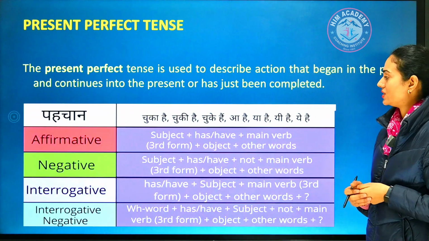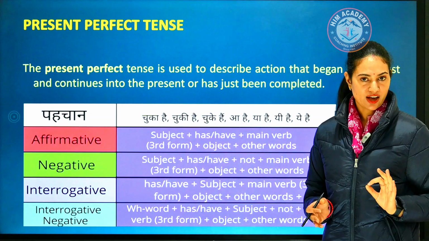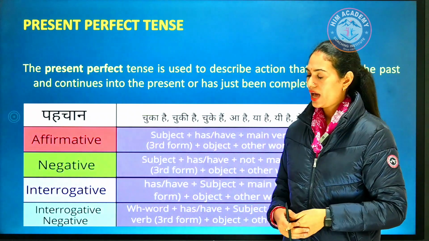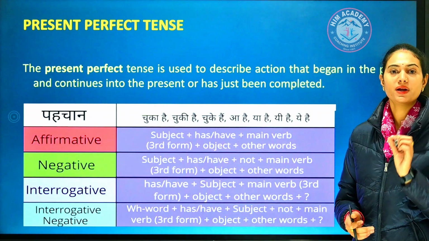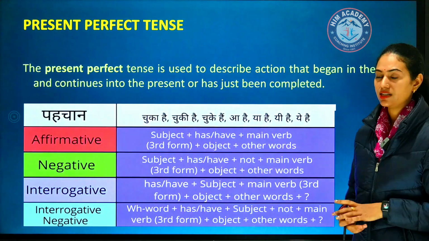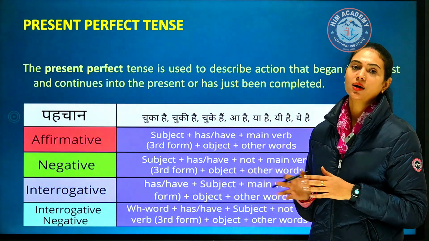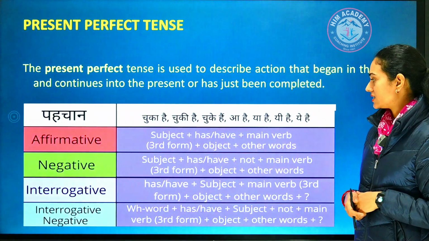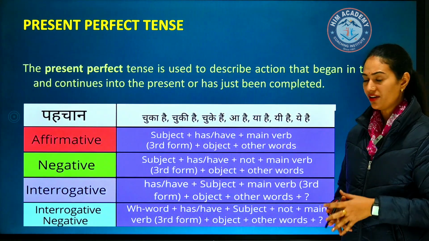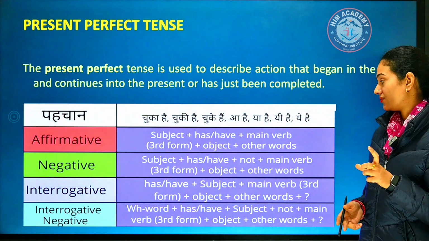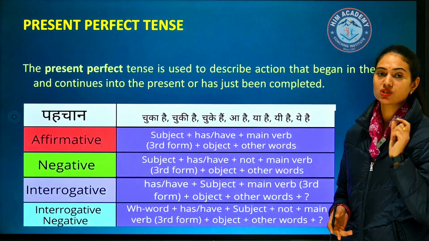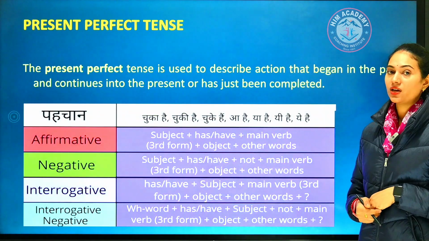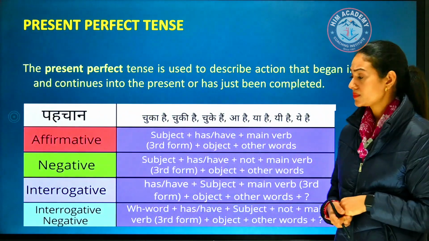So in affirmative, we say subject plus has/have plus main verb, object or other words in the sentence. The main important thing about present perfect tense is that we use has/have as the helping verb here. In negative sentences, we have subject plus has/have plus not plus main verb. The third form of verb is always used in perfect tense. For example, we have already shown it here to you, the main verb in the third form will be used here, of course.